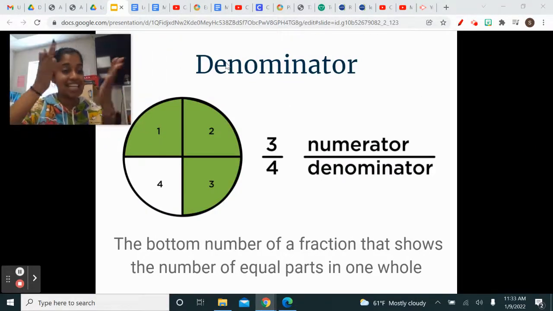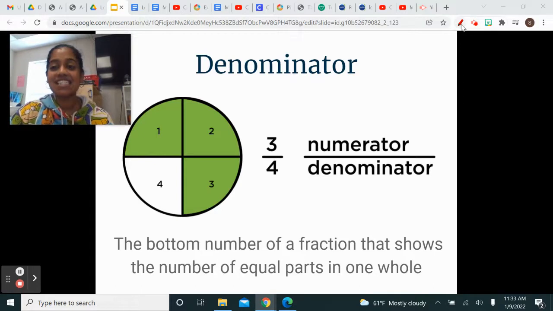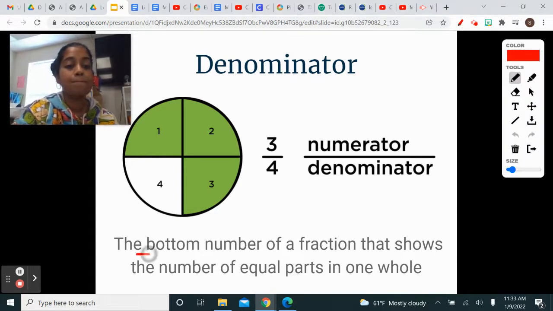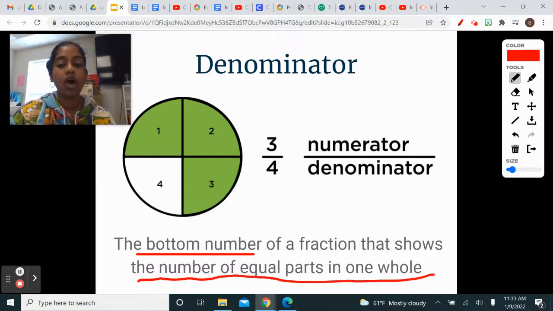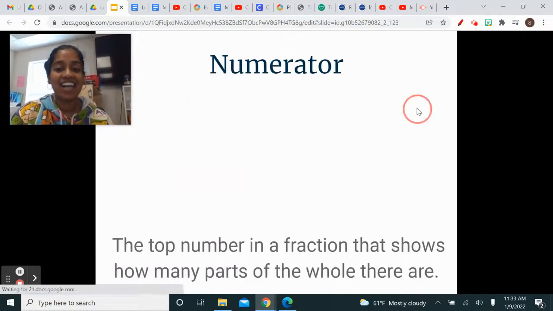Remember, our denominator is the bottom number of a fraction that shows the number of equal parts in a whole. Over here, our denominator is 4. That's telling us that this circle is being cut into 4 equal pieces. Okay, fantastic. All right, let's go on to our new word.